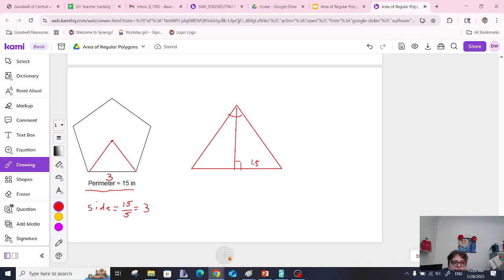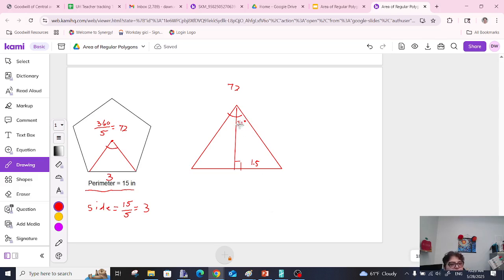To get this central angle, what is 360 divided by 5? And then I have to divide it by 2 to get this angle right here, which would be 36 degrees, right?